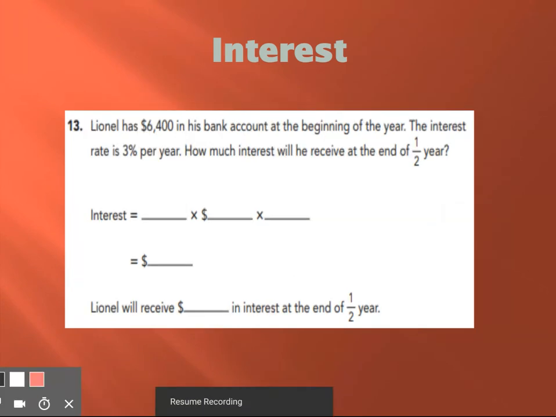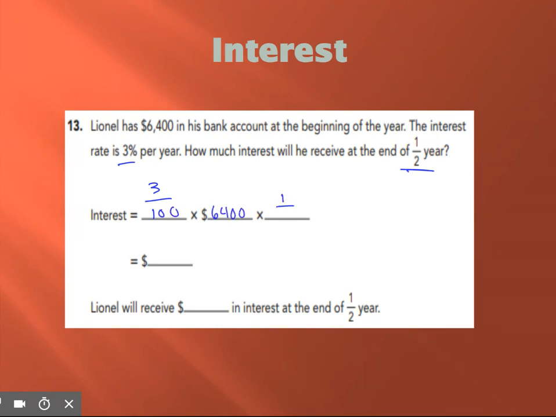All right, so Lionel has $6,400 in his bank account at the beginning of the year. The interest rate is 3% per year. And again, this one is for half of the year. So we turn 3% into a fraction times $6,400 times 1/2.